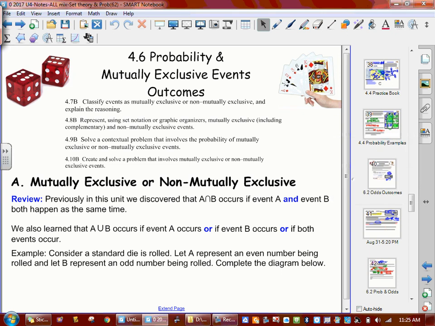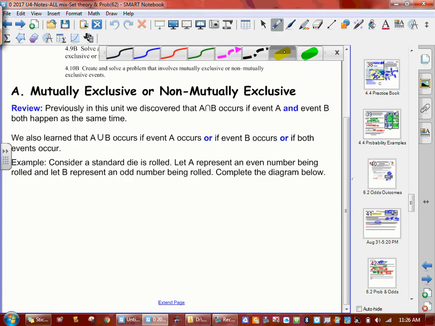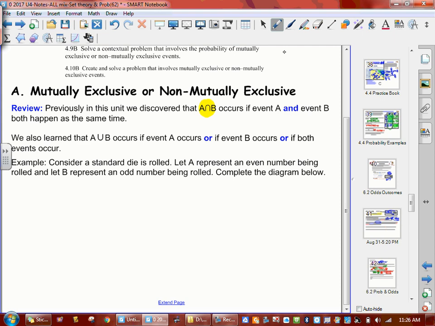Okay, Unit 4, Lesson 4.6, we're going to be talking about mutually exclusive events. So, previously we talked about and. If we've got this symbol, it occurs in event A and B, both happen at the exact same time. Now, we've also learned that the union represents or, meaning that A could happen, or B could happen, or both could happen.